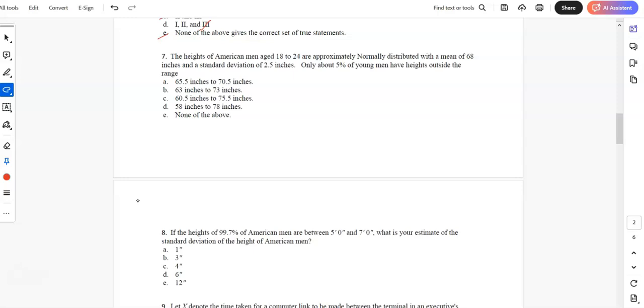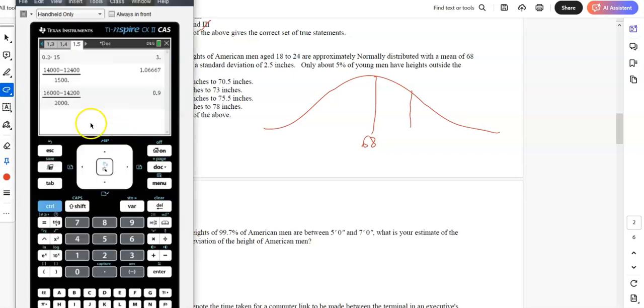The heights of American men aged 18 to 24 are approximately normally distributed with a mean of 68 and standard deviation of 2.5. Again, I usually just start drawing this. Last time I didn't really have to, I guess, but 68, 2.5. And if you're having trouble doing that on your calculator, the best way is to type in 68, press enter, hit plus 2.5, and press enter 3 times.